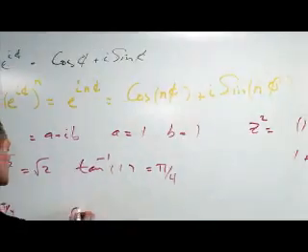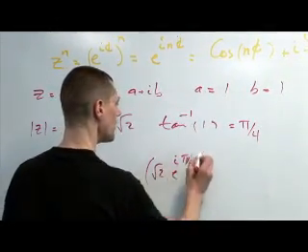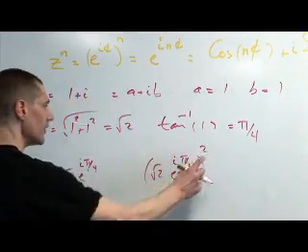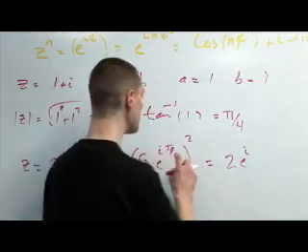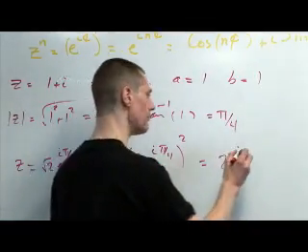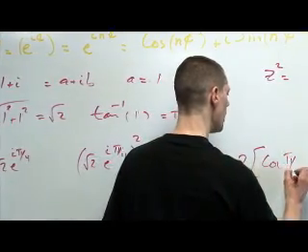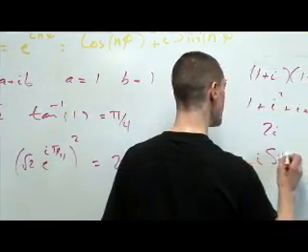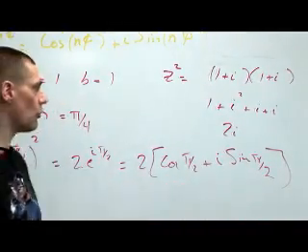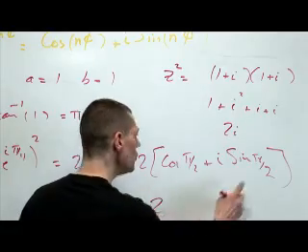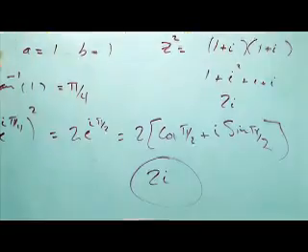z squared will be the square root of 2 e to the i pi over 4, squared. This square will hit here, it'll hit here. This is going to be square root of 2 squared is 2, times e to the i pi over 4 times 2, which is pi over 2. This is 2 times cosine pi over 2 plus i sine pi over 2. Cosine pi over 2 is 0. Ooh, we're almost out of time. This is going to be 2, sine of pi over 2 is 1, times i. It's the same. And we have to go.